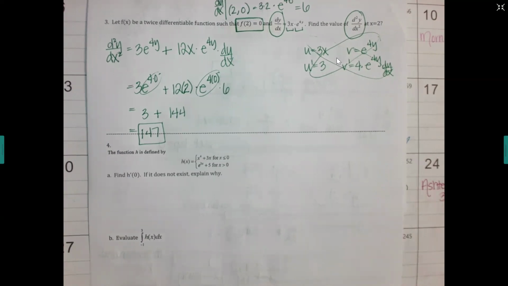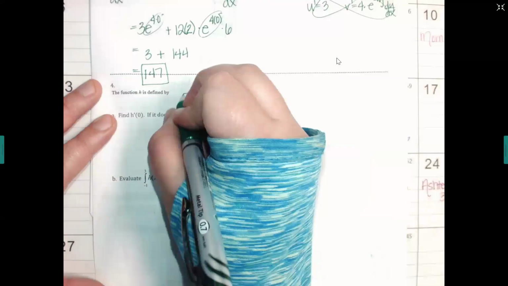Okay, it says, I want to find h prime. What type of function is this called? Do you remember? Where it's in multiple pieces, piecewise function. And remember, in order for the derivative at 0 to exist, the left and right derivatives have to match each other. So right here, let's take our function h and let's find h prime.